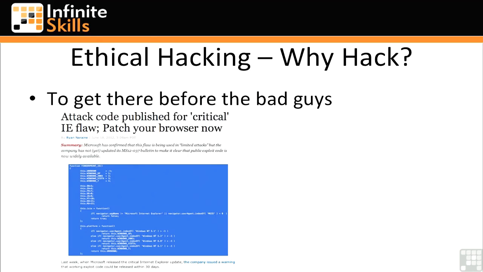You may think you're helping out a vendor. You may want to just make a name for yourself. And you want to find these sorts of bugs before the bad guys do. Because the thing about the bad guys finding them is they don't announce them. They don't get them fixed. And that makes everybody a little less secure.